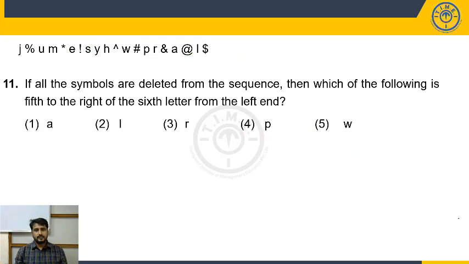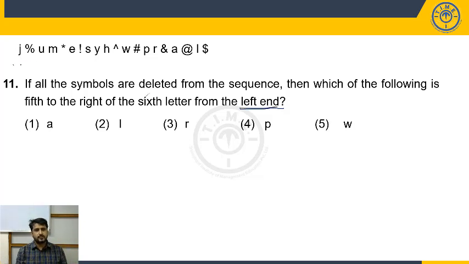If all the symbols are deleted from the sequence, which of the following is fifth to the right of sixth from the left hand? So we should start counting from the left hand. And symbols are deleted, so just don't count the symbols. That is enough. Don't write the new sequence and don't waste your time. When you are counting, just eliminate the symbols. That's it. First, we have to count from the left hand.